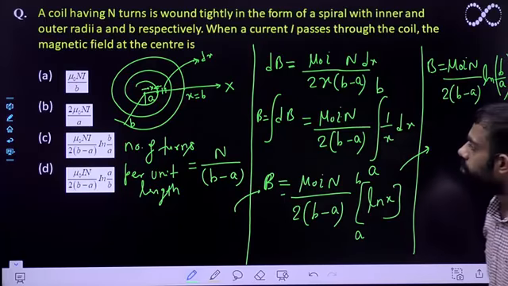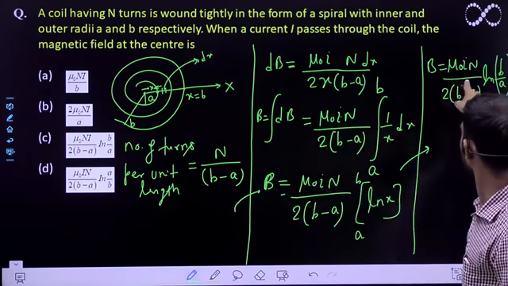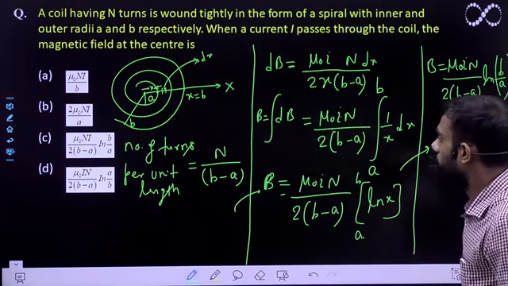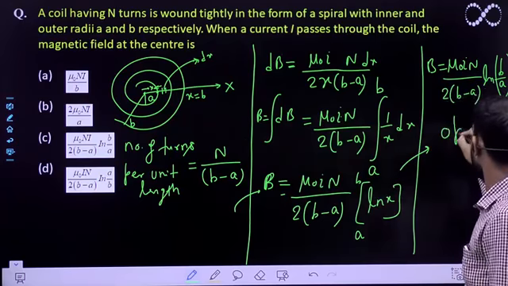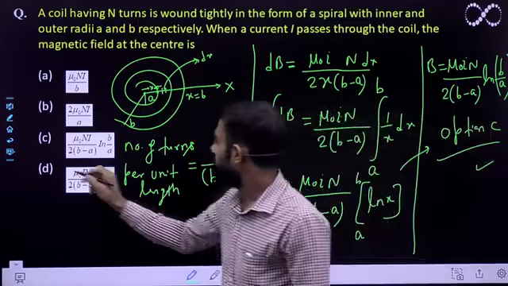So see which option is coming. You can easily see option C, I think, mu naught I n upon 2 times b minus a, ln b upon a. So option C will be the answer.